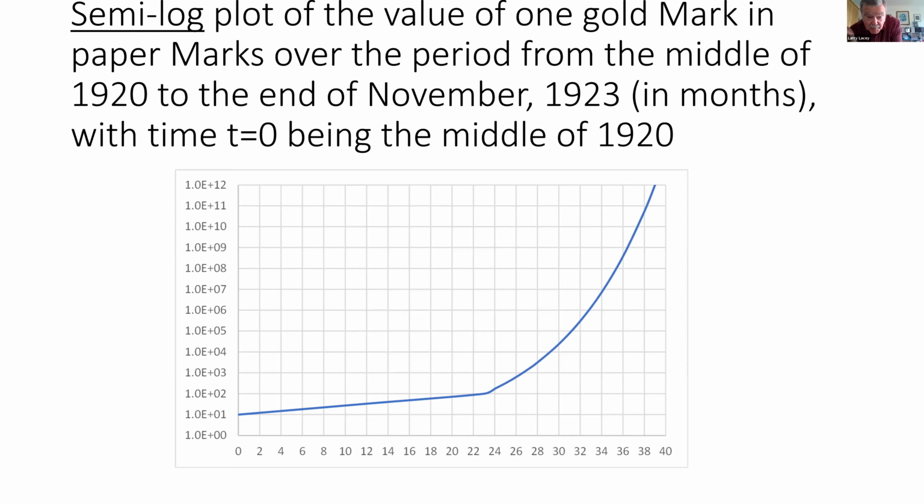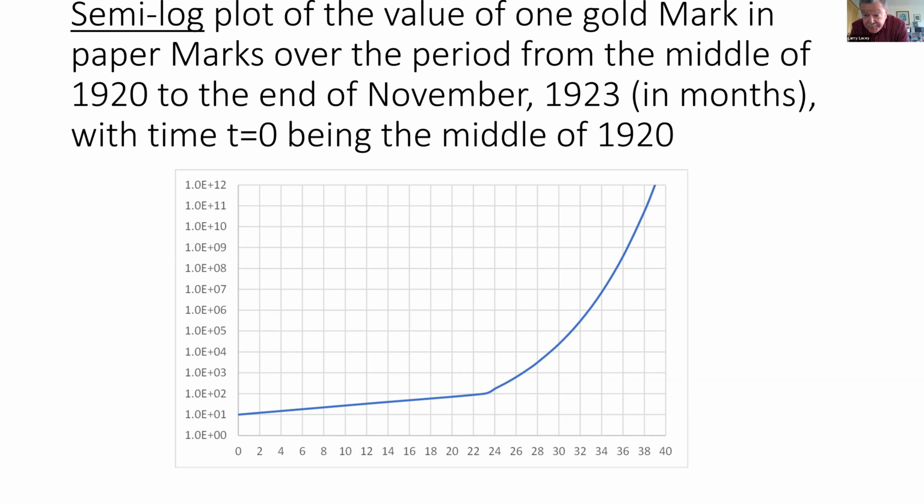Now, the first thing I'll point out here is that what you're seeing is a semi-log plot, okay? It's not the actual raw data. Now, what is the data? It is the value of one gold mark. So mark was the currency of Germany, okay? Still is, or well, was until the euro took over. But there was a gold mark at the time, and there was a paper mark. Okay, gold mark is made of gold. Paper mark is made out of paper, okay, with serial numbers on it.